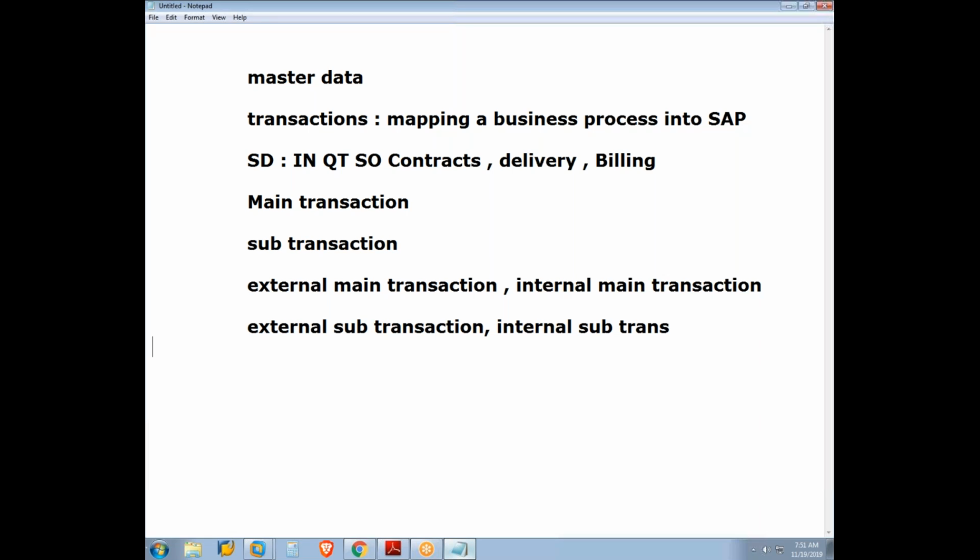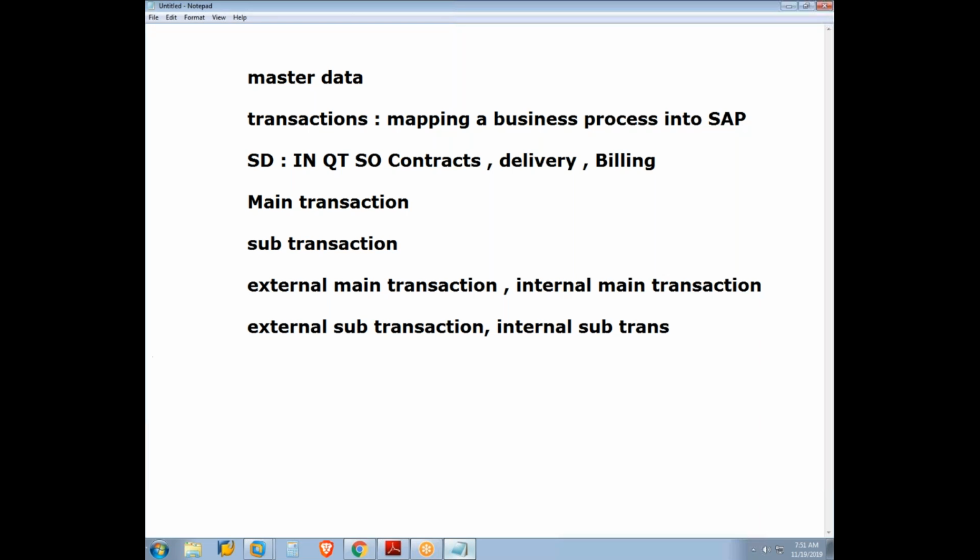Sub transactions basically tell us about the individual line items that we are calculating under a main transaction. Basically, these are revenue items. Okay, revenue items could be price, discount, tax, freight. Whatever charges we are charging to the customer, each charge what we are calculating is done through a sub transaction. Okay, so the sub transactions occur within the main transaction.